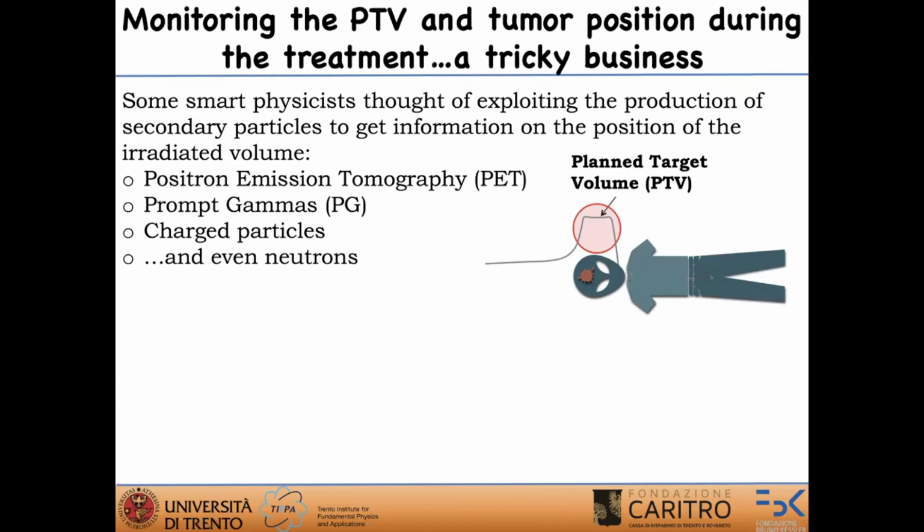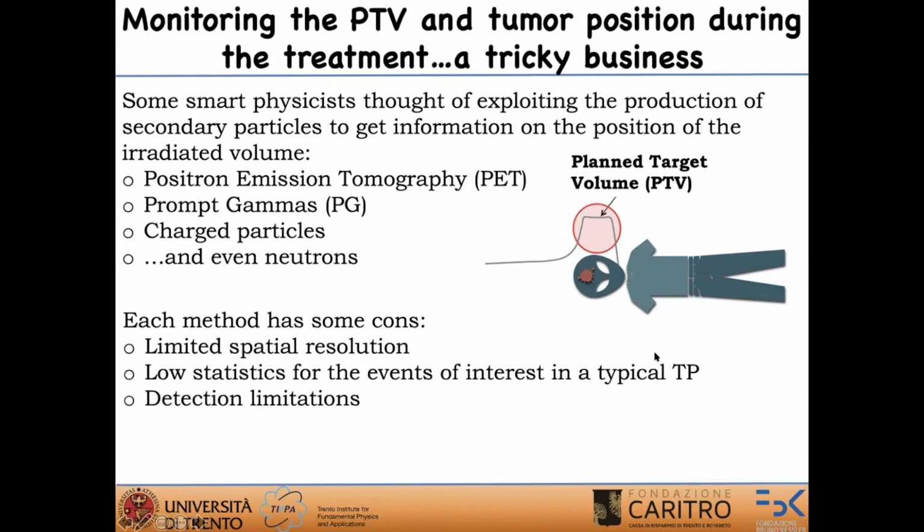This is the basis of, for example, positron emission tomography, the PET, not the diagnostic PET, the other PET. I don't know if you ever heard of applications like this. People have been looking at the prompt gamma emitted from the tumor or the charged particles emitted from the tumor, tracking them back to say where the tumor is. Now, each method has pros and cons. Sometimes there is a very limited spatial resolution because you can't really track back, because of the multiple scattering of charged particles. You can't really track back to the exact point.